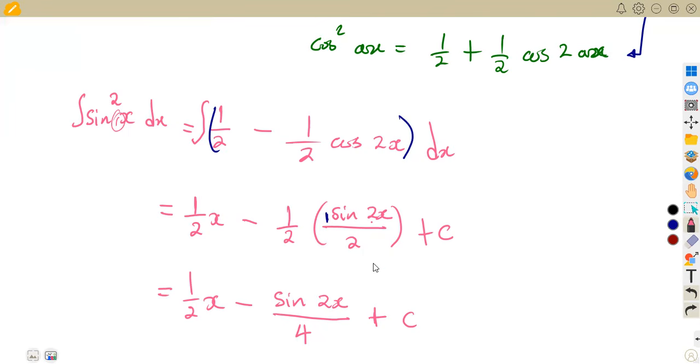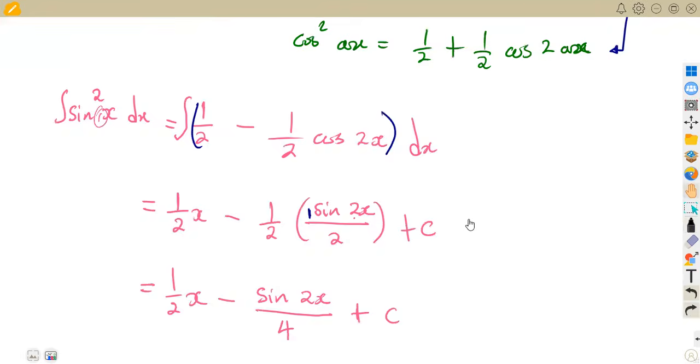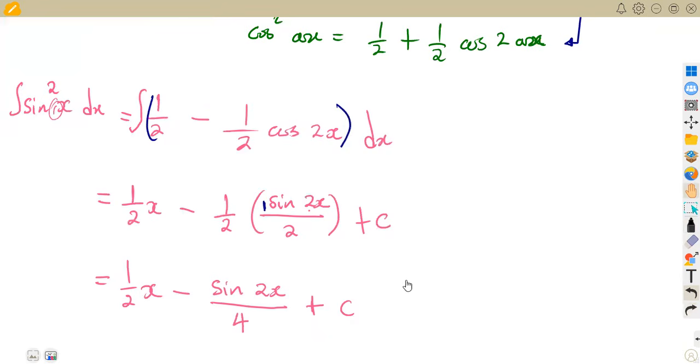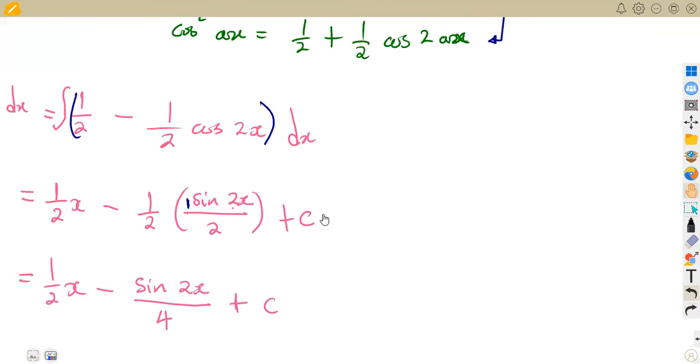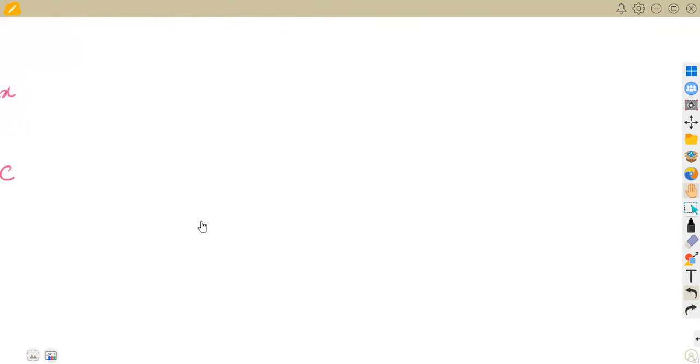Now, I said there was no need for us to introduce this identity here so that we can integrate sine squared. No, because we saw that from our formula sheet. From the formula sheet, we want to see if we're going to have the same thing here. We are supposed to integrate sine squared x with respect to x.